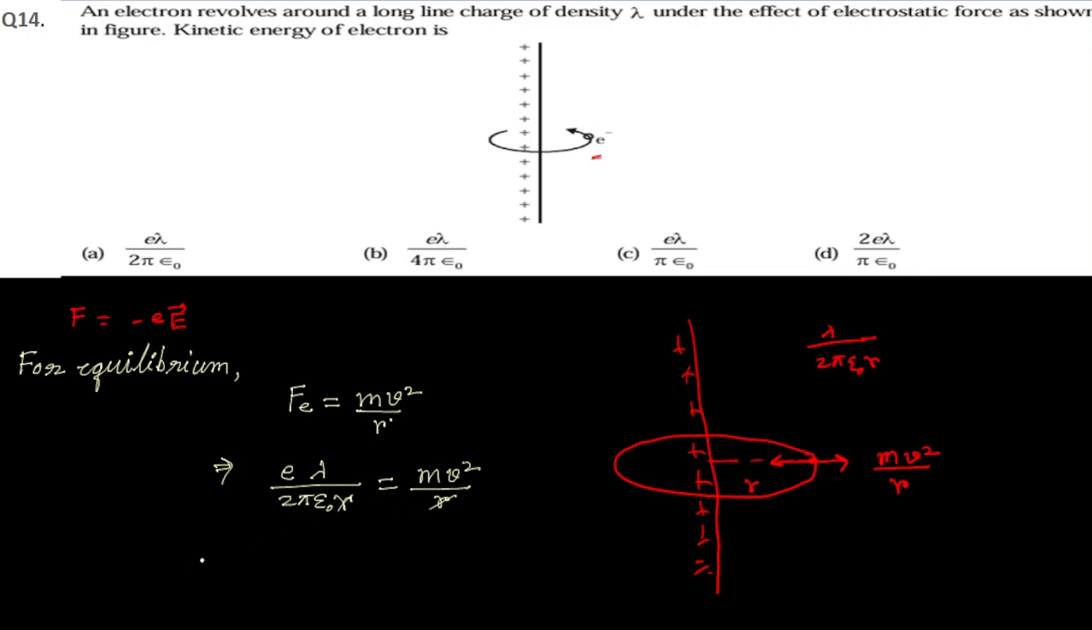So r will cancel out from both sides. So what will we get? mv². If we multiply by half on both sides, then we get half mv² is equal to E lambda divided by 4 pi epsilon naught. So this will be the kinetic energy of the electron. So the correct option will be option B. Option B will be the correct answer. Okay, good.